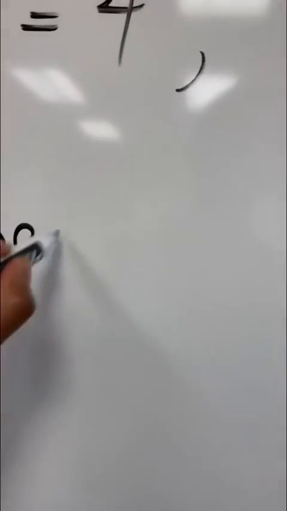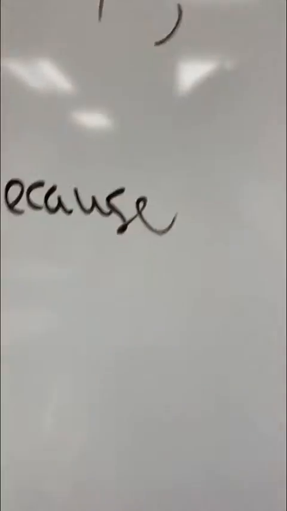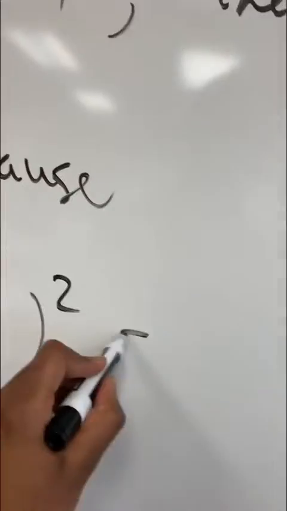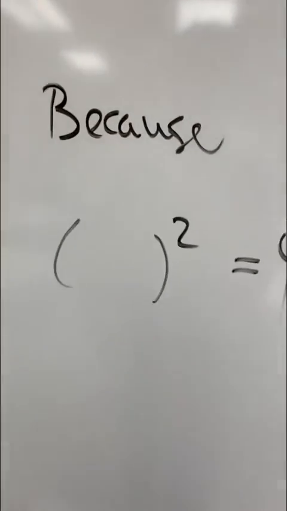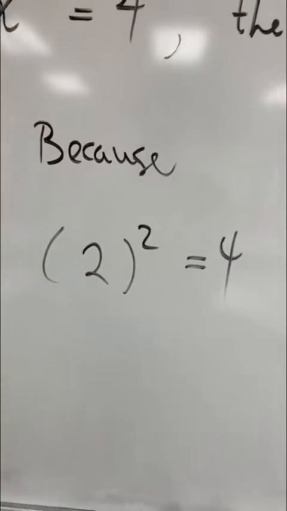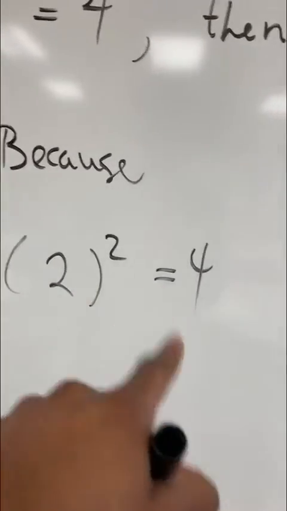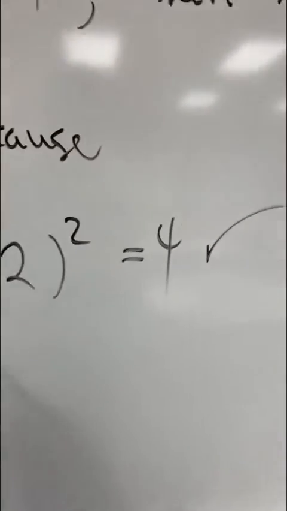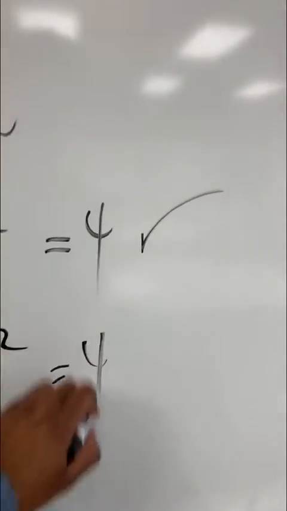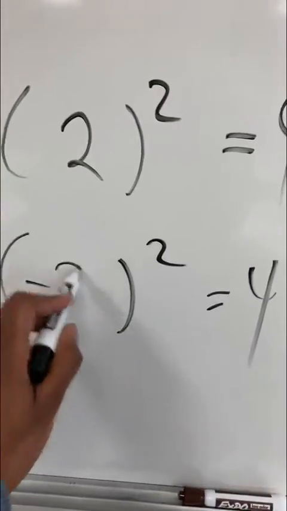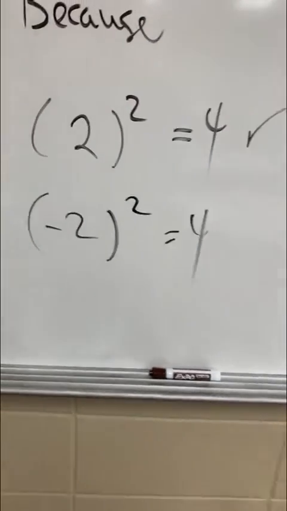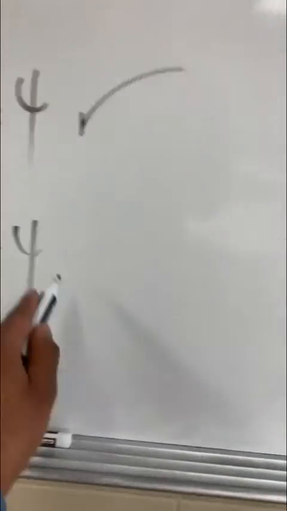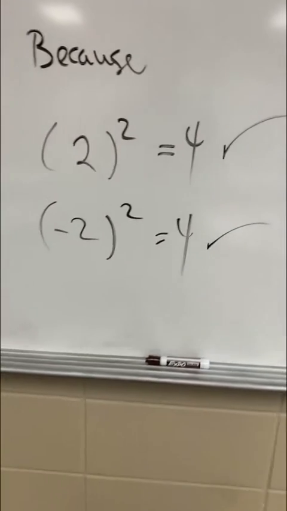Here's my proof. I basically put my number in there. I could put a 2 in there, and that would be true: 2 to the second power is equal to 4. But we cannot forget, if I put a negative 2 in there, my answer is also 4.